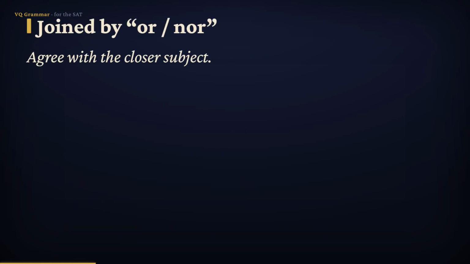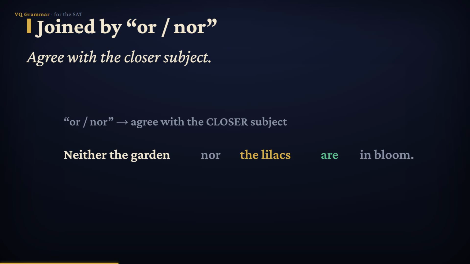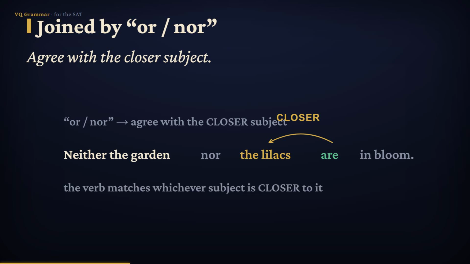Now, when subjects are joined by or, nor, either or neither nor, the rule changes. The verb agrees with the closer subject, the one nearer to the verb. Neither the garden nor the lilacs are in bloom. The subject closer to the verb is lilacs, which is plural, so the verb is are. Flip the order, and garden would be closer and singular, making it is. With or and nor, always look to the nearest subject.